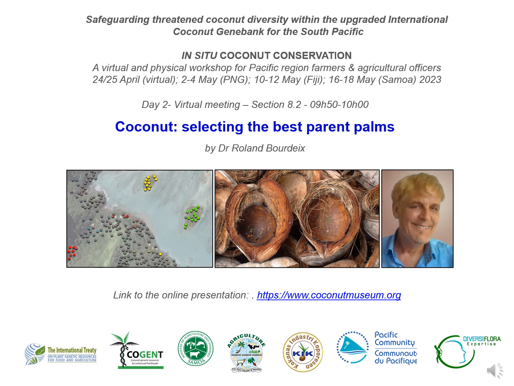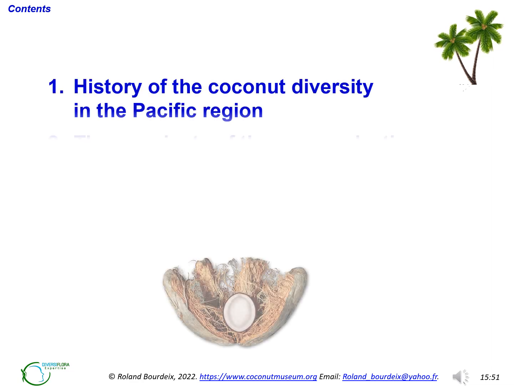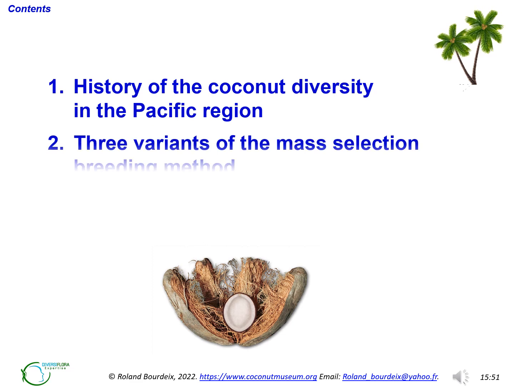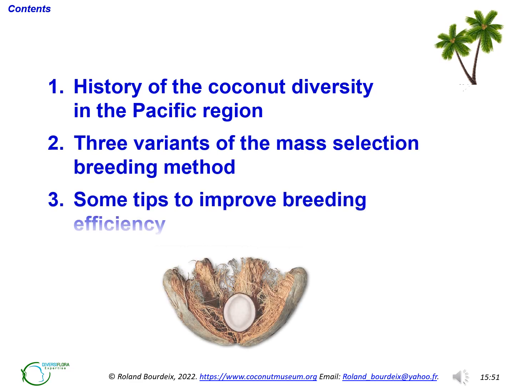Dear participants and colleagues, I will now advise on how to select the best parent palms for breeding. I will first present the history of the coconut diversity in the Pacific region. Then I will describe 3 variants of the mass selection breeding method. I will finish by providing some tips to improve breeding efficiency.